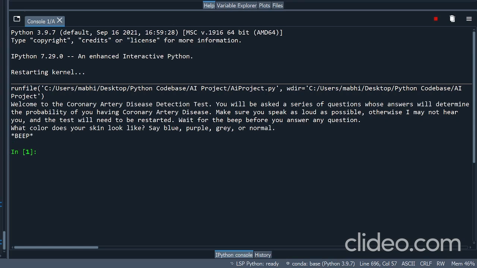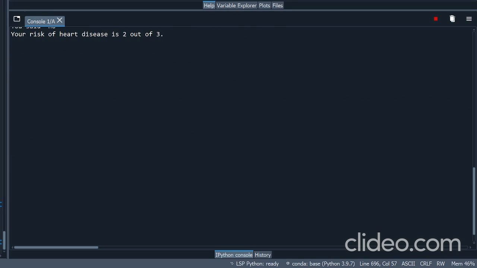Normal. You said, normal. Risk of heart disease is 2 out of 3. If you have a risk of 2, that indicates you have a moderate risk of heart disease.